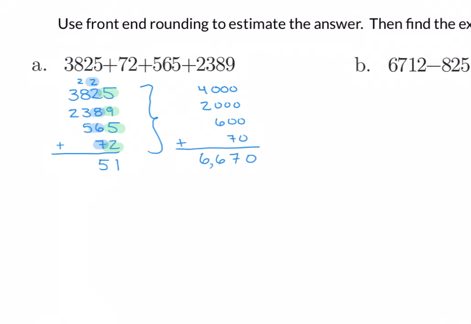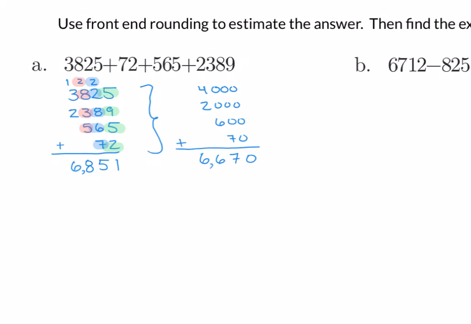All right, same thing for the next column. If I go ahead and add, I get 8 and 7 is 15, 2 and 6 is 10, and 15 plus 10 is 25. All right, if we go ahead and add this, we get 2. 2 plus 8 is 10. 3 plus 5 is 8. 10 plus 8 is 18. And then finally, our last column, we get 1 plus 3 plus 2 is 6. So our exact answer is 6,851.